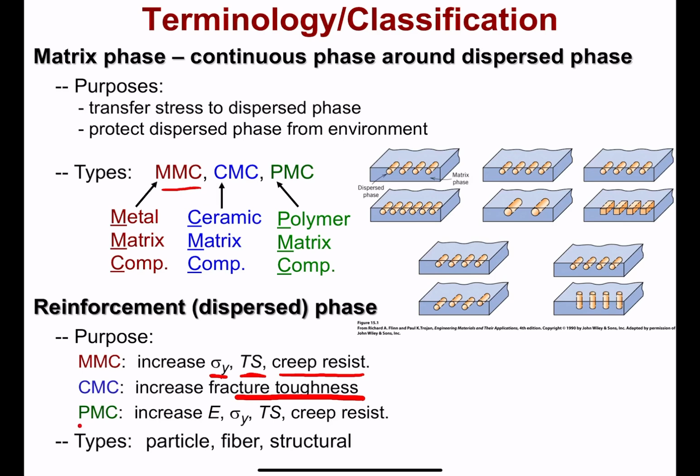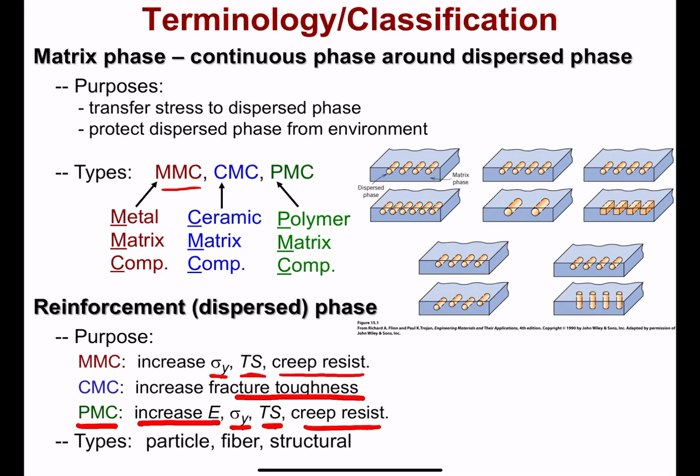And in the polymer matrix composites, we're going to see that the dispersed phase or reinforcement would be responsible for increasing the stiffness or the modulus characteristic, increasing the yield strength, tensile strength, and also that creep resistance.